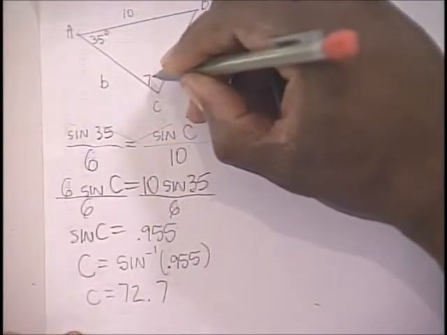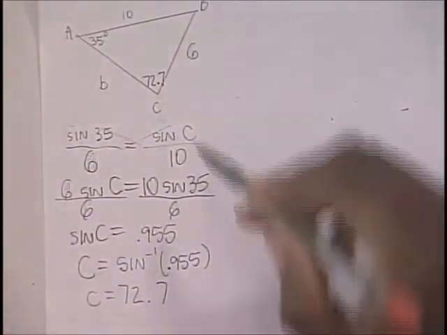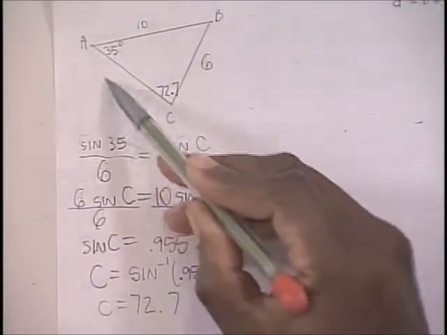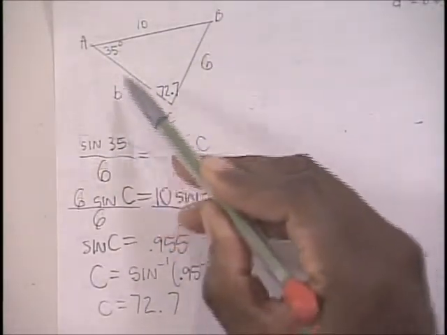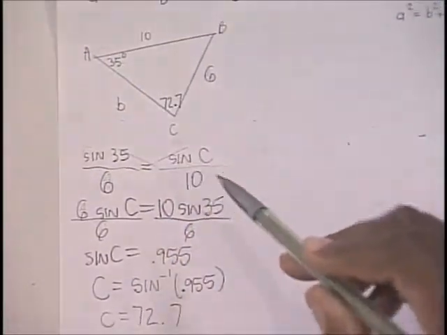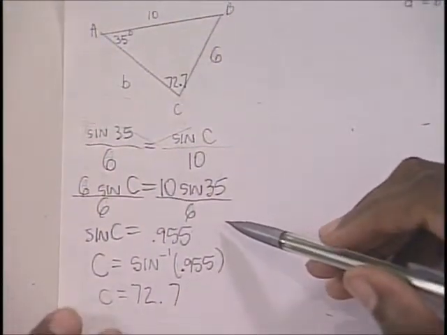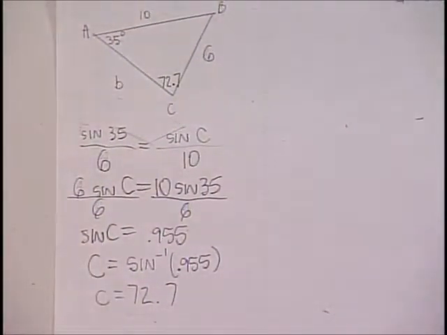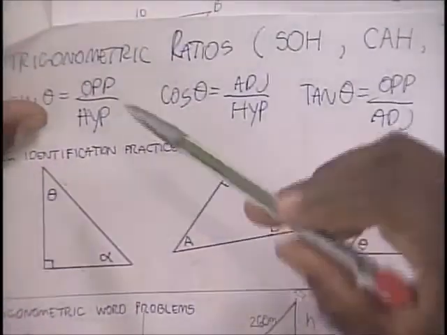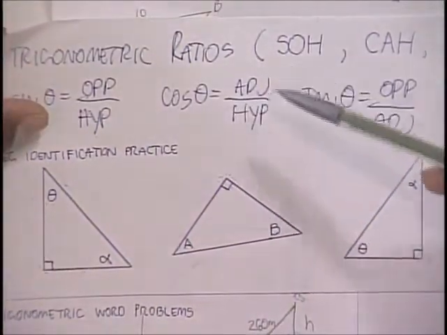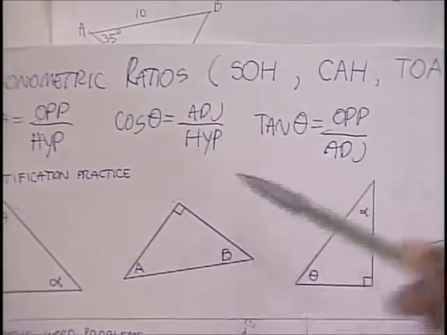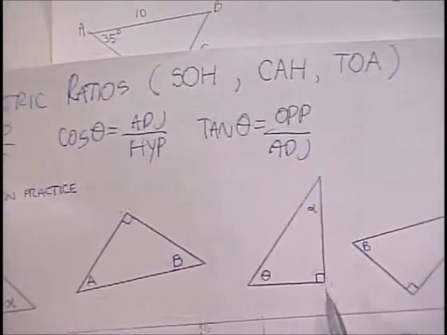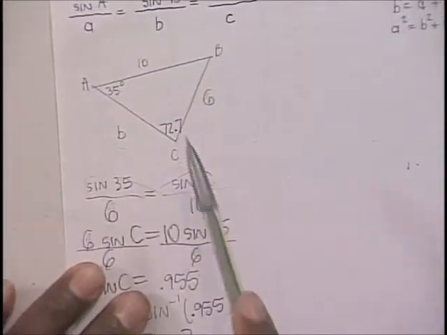So this angle is now 72.7. But in our original problem, I really wanted to solve for this leg right here. And I want to make it clear that we're not done yet, and that we do not have a 90-degree angle, so you cannot use opposite over hypotenuse, adjacent over hypotenuse, opposite over adjacent. None of this applies unless you have the 90-degree angle that we talked about. And we do not have a 90-degree angle in this problem.